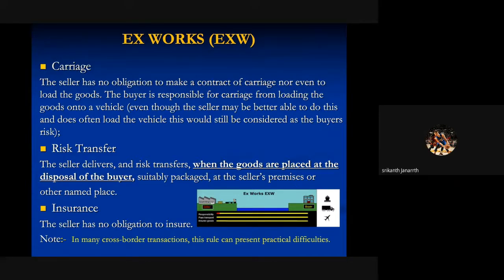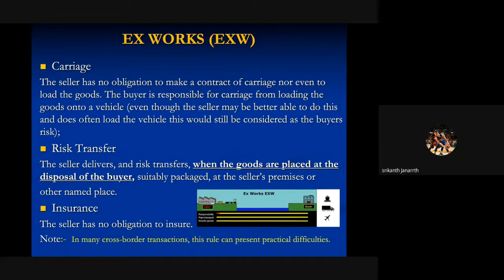I was quoting an example until I didn't know that it was muted, so sorry for that. I'll repeat the same example. There is a shoe manufacturer in Italy, and he's quoting a price of 100 euro for one pair of shoes. As I told you, in international trade, you can't quote a price of 100 euro and stop. You have to quote a price of 100 euro EXW Milan.